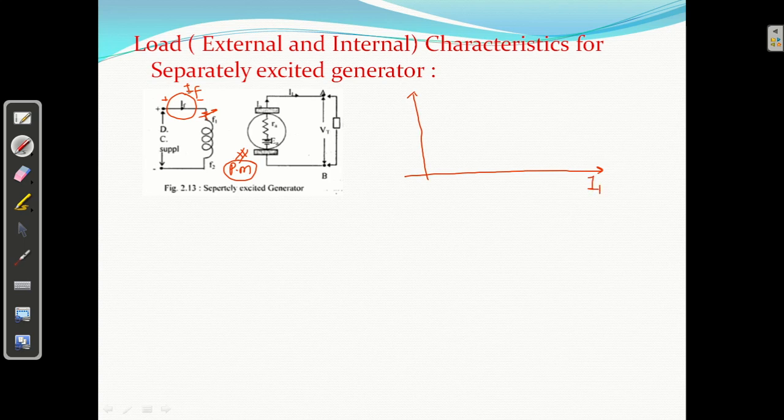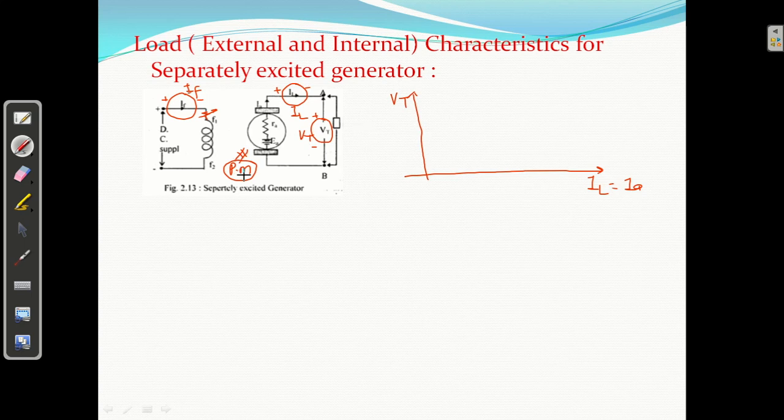Now this is IL versus VT, the terminal voltage. We connect a voltmeter here that will measure the VT, and if you connect an ammeter here, it will measure the IL. In a separately excited generator, IL equals IA, it remains the same.